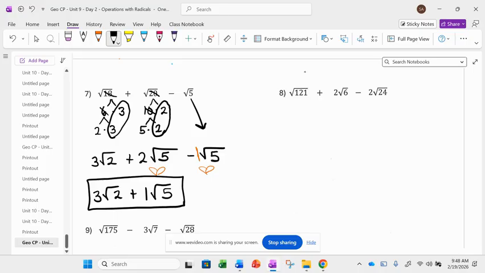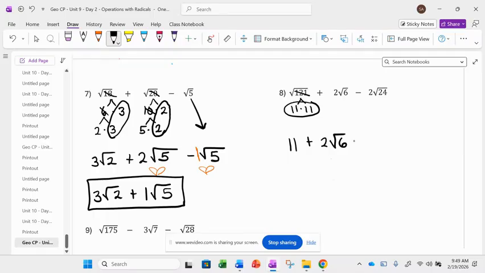Okay, the square root of 121. Remember I had told you we need to memorize the perfect squares. Well, 121 was a perfect square, wasn't it? 11 times 11. So there's a pair. Whatever I circle comes outside one time. Is there anything left on the inside? No. Then I move on to 2 root 6. Any pairs that I'm going to make out of 6? No. So I'm going to leave that as 2 root 6.